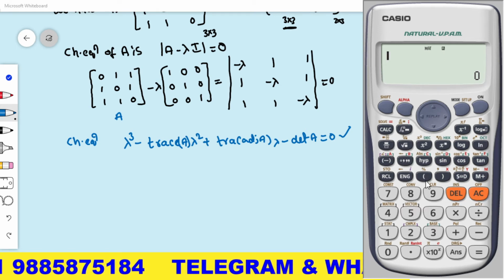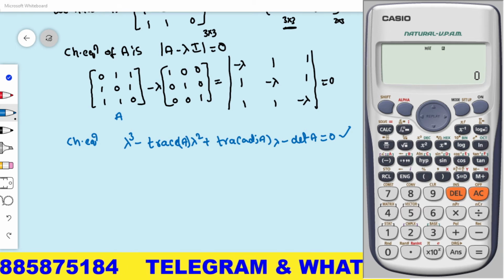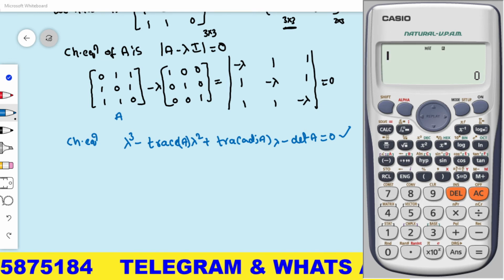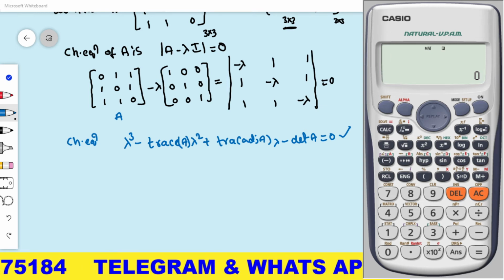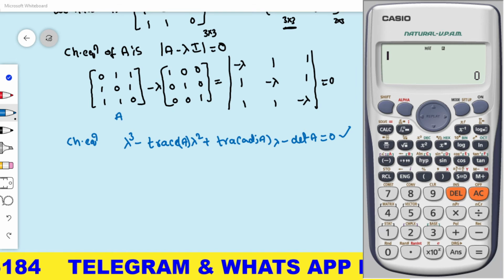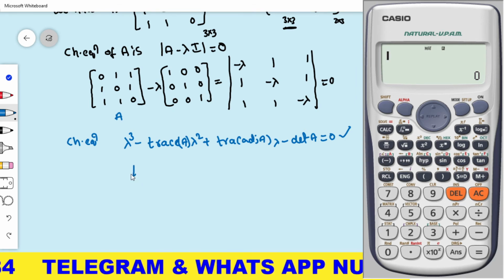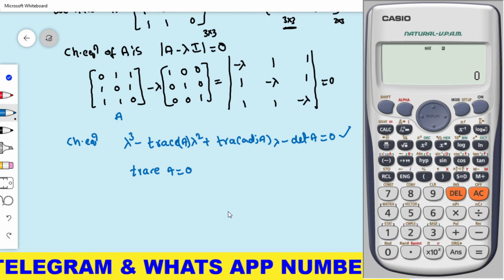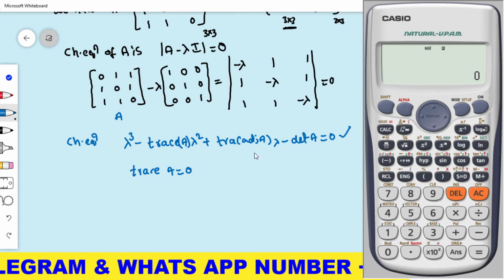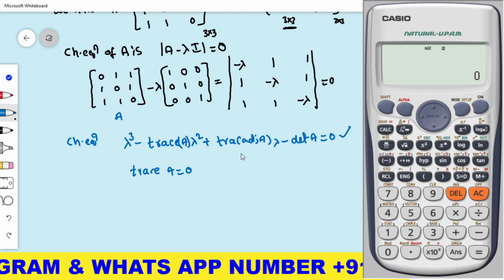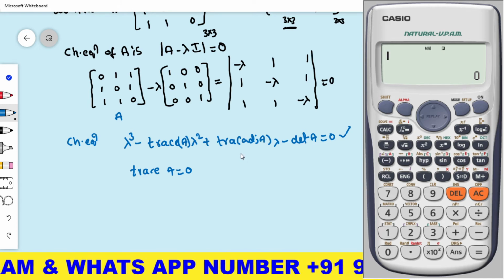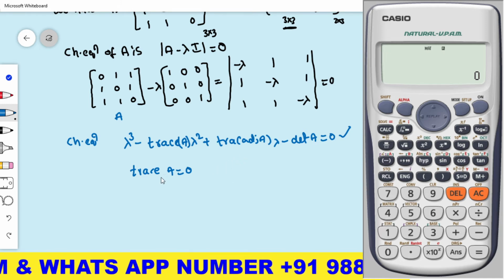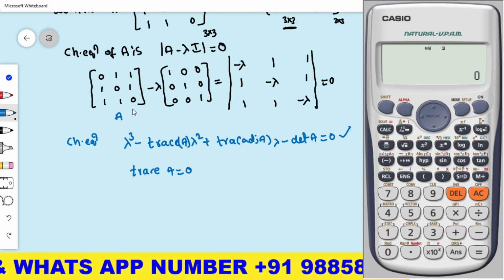Now press AC. What do you require, friends? You require to find the trace of A. By observation, you tell me, friends, what do you have for the trace here? 0 plus 0 plus 0. So 0 plus 0 plus 0 means trace A is equal to 0. Next, what is required? Trace of adjoint A. We want the trace of adjoint A, not the total adjoint A. You remember, okay, friends.